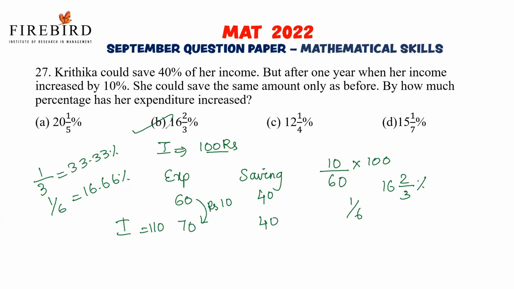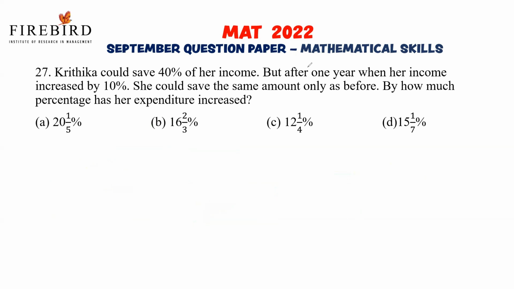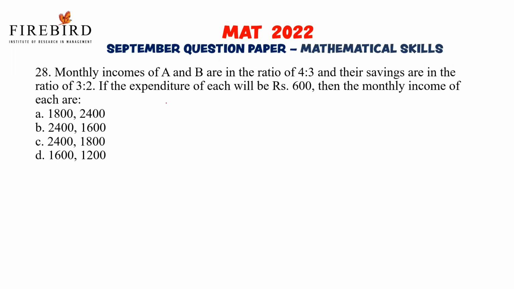Okay, so you should know fraction to percentage conversion. It is very important not only for solving percentage related problems, but also for DI problems. Percentage to fraction conversion is very important. So if you want to crack the mathematical part in the math exam, definitely you should be thorough with percentage to fraction conversion. Okay, next. Oh wow, again a question based on ratio and expenditure. Monthly incomes of A and B are in the ratio 4:3, and their savings are in the ratio 3:2. Okay, this is savings and income.